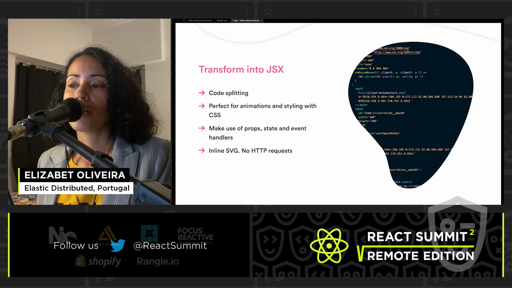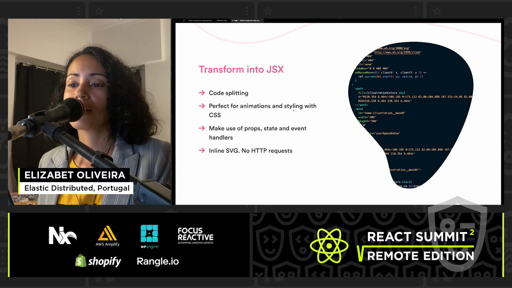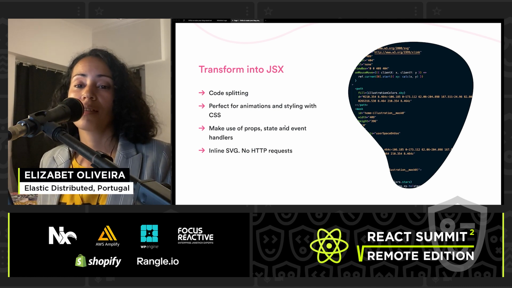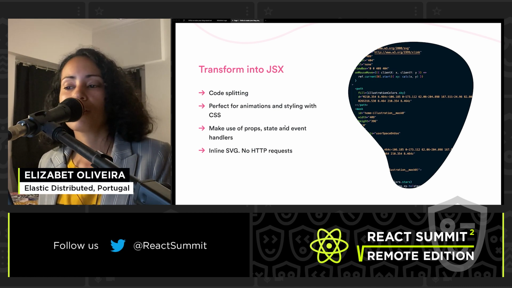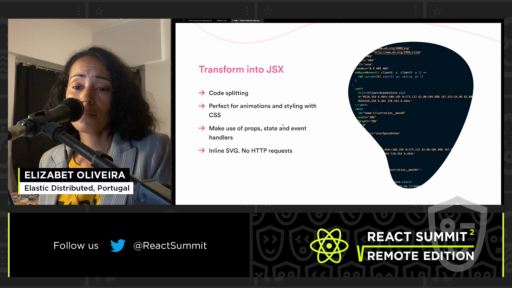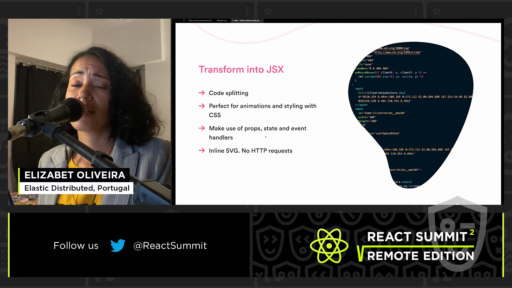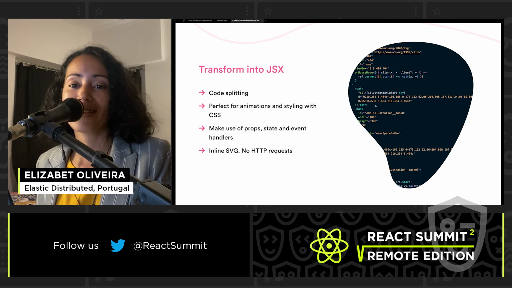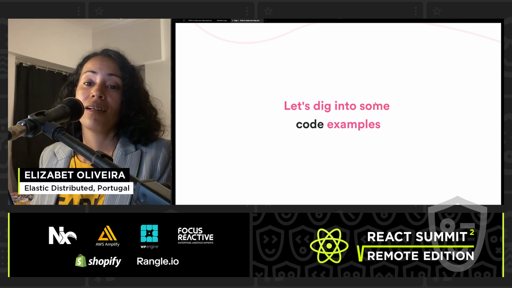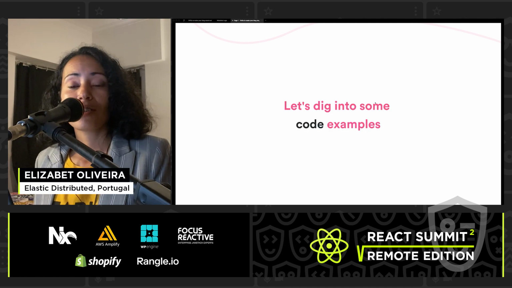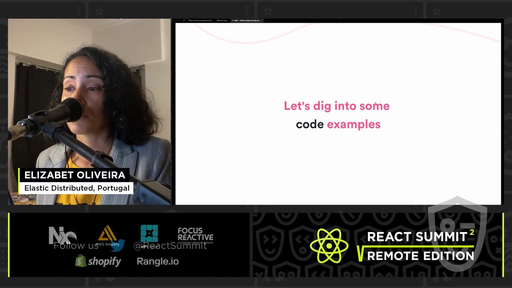It's perfect for animations and styling with CSS, and you can make use inside the SVG of the props, of the state, and event handlers like on click, on mouse leave, on mouse enter, all of these event handlers. And the best thing is it's inline SVG, so you don't have HTTP requests. So it's the same as using a normal React component. So right now, let's dig into some code examples.